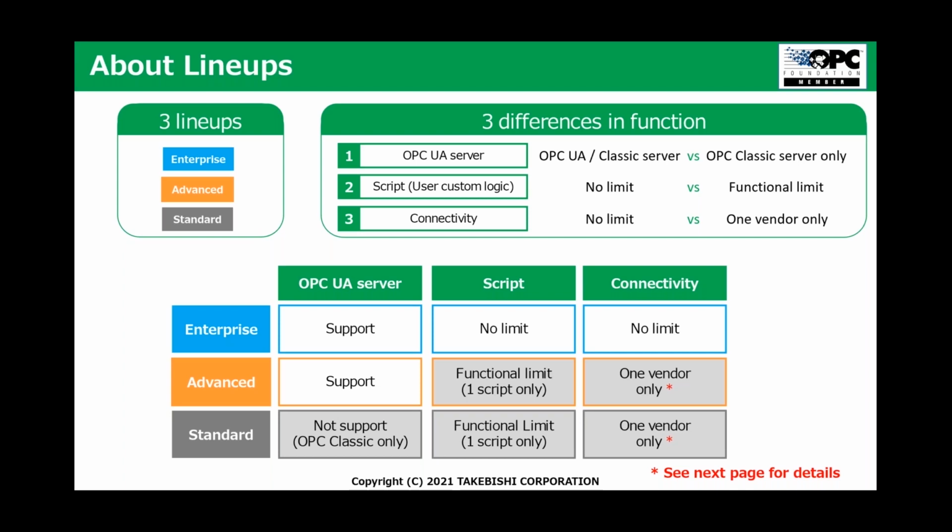And then the one below that is the advanced version. It supports OPC UA, but it only supports one script and connectivity to one vendor. So you can use it for Rockwell Allen Bradley, or Mitsubishi Electric, or Siemens, for example. And the lowest one, the lowest price one, is the standard one. It does not support OPC UA, only OPC Classic, and also has one script and one vendor availability.